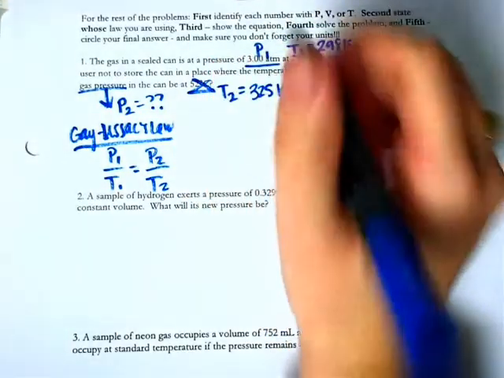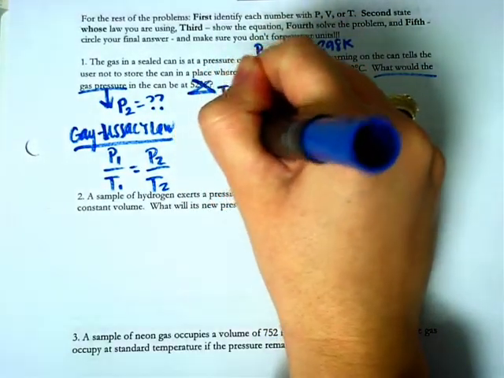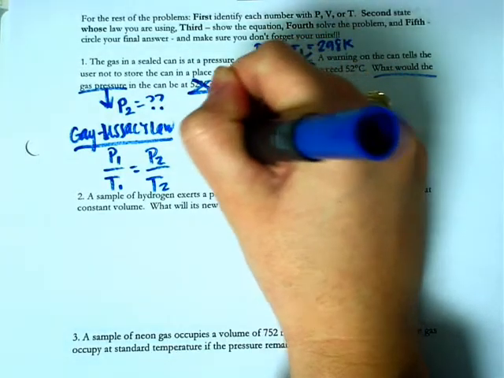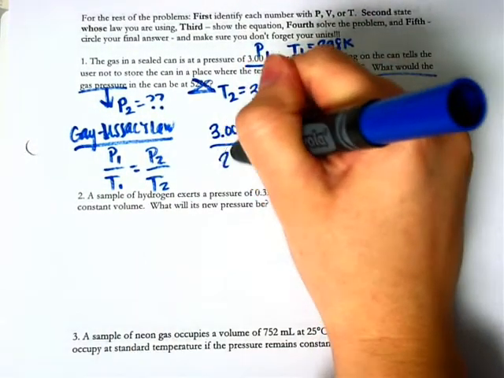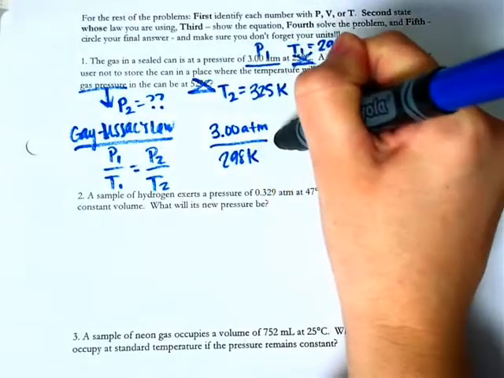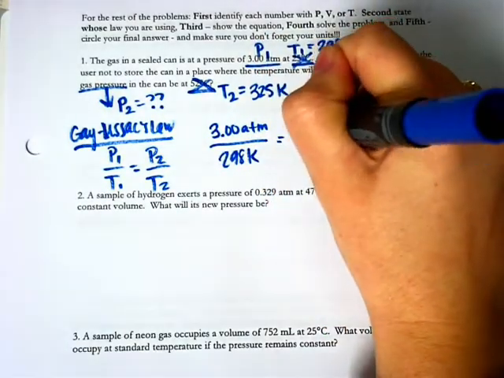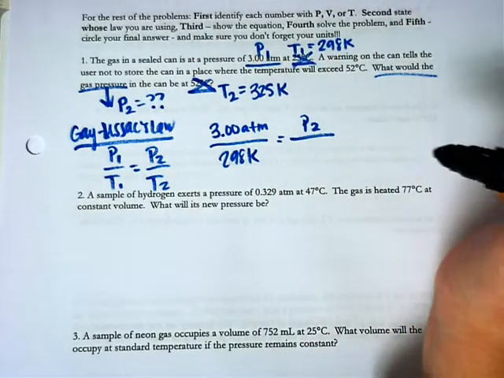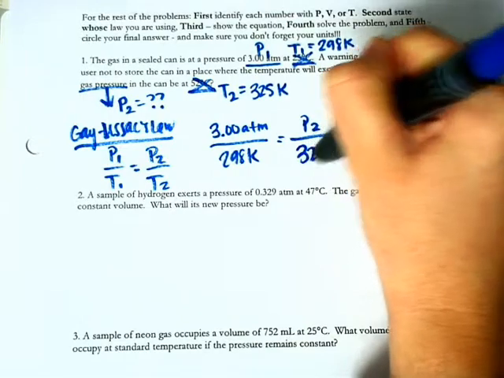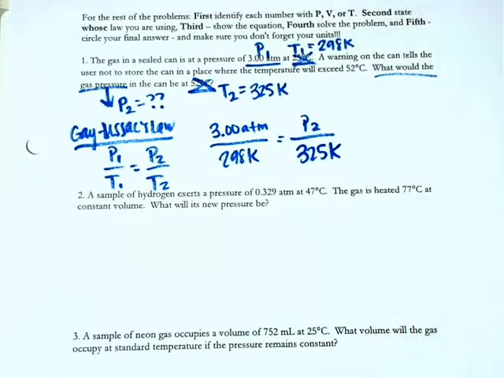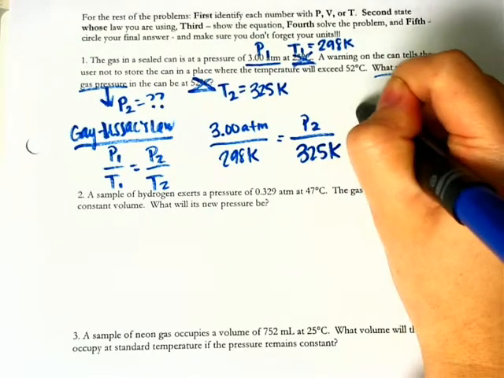So now we're just going to plug our stuff in. So P1 we said was 3 atmospheres, and I'm going to write my units every single time, and so are you. So write your units every time over T1, which is 298 Kelvin. And this is going to equal P2 over T2. And oh look, it's right there. 325 Kelvin. Okay, so I want to solve for P2.